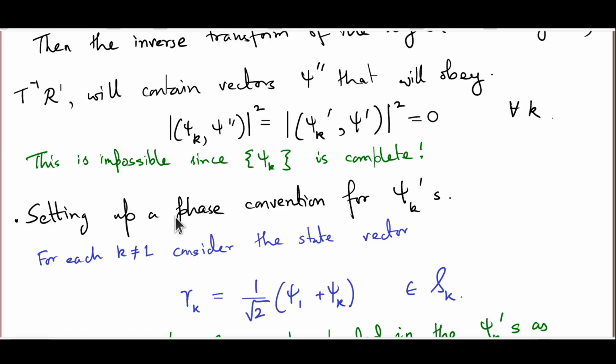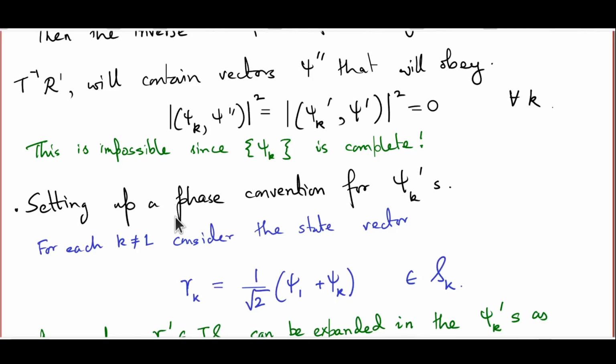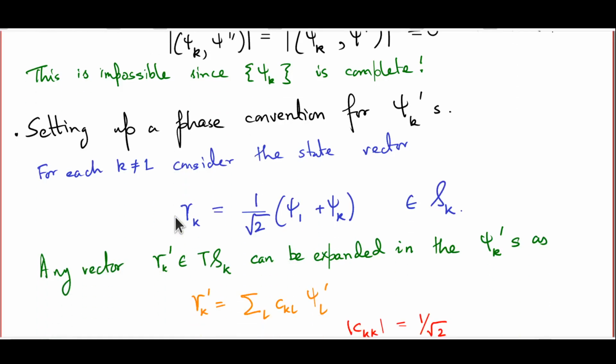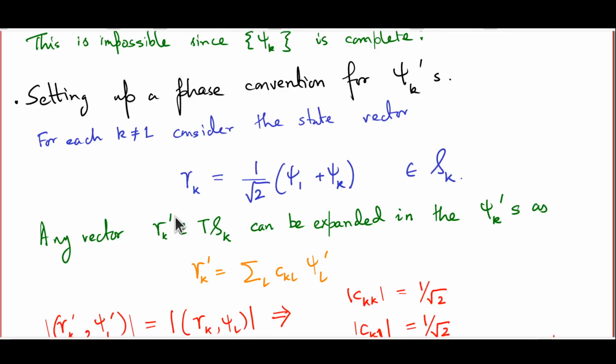Now, these new vectors epsilon k will of course belong to some ray or the other, and I am calling the ray which contains epsilon k S_k. The question now would be to figure out what happens to this ray S_k under the transformation T. If we consider any vector epsilon prime k which belongs to T S_k, then you can definitely expand this vector in the psi prime k's. Remember, we have already shown the psi prime k's form a complete set. So every vector in the space, in particular epsilon prime k, can be expanded in terms of psi prime k's.